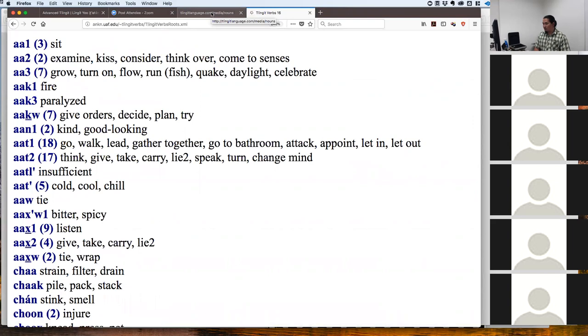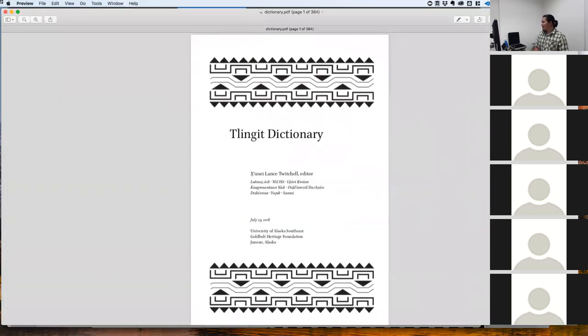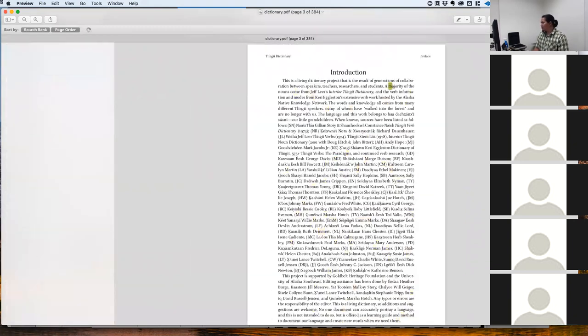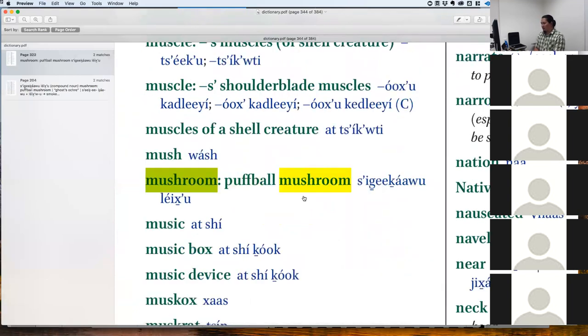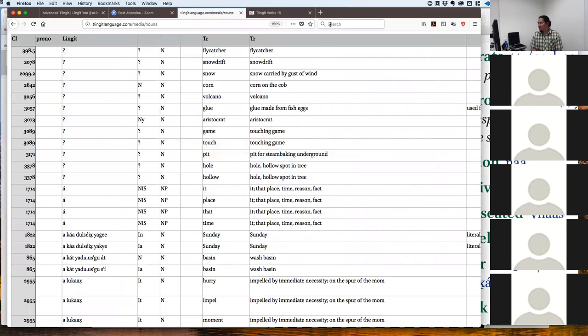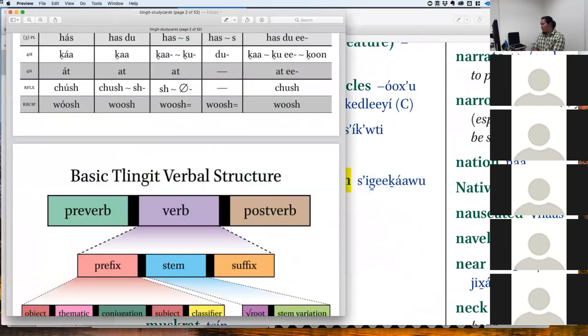Another resource, if you're interested, is not really a database, but more of just a web page, tlingitlanguage.com/media/nouns. If you're looking for the word for something and you can't find it in the existing dictionaries, like some type of mushroom, you could do a web search right here. It's a little bit more like raw data, so it's not as easy to use as some of the dictionaries. I'm trying to clean up the dictionary that I've been working on, but I want to make sure you knew about these other key resources.